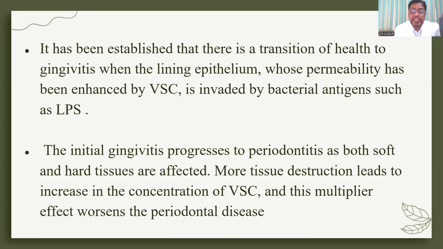It has been established that there is a transition from health to gingivitis when the lining epithelium, whose permeability has been increased or enhanced by volatile sulfur compounds, is invaded by bacterial antigens such as lipopolysaccharide. The initial gingivitis progresses to periodontitis as both soft and hard tissues are affected. More tissue destruction leads to an increase in the concentration of the sulfur compounds and there is a worsening of the periodontal disease.